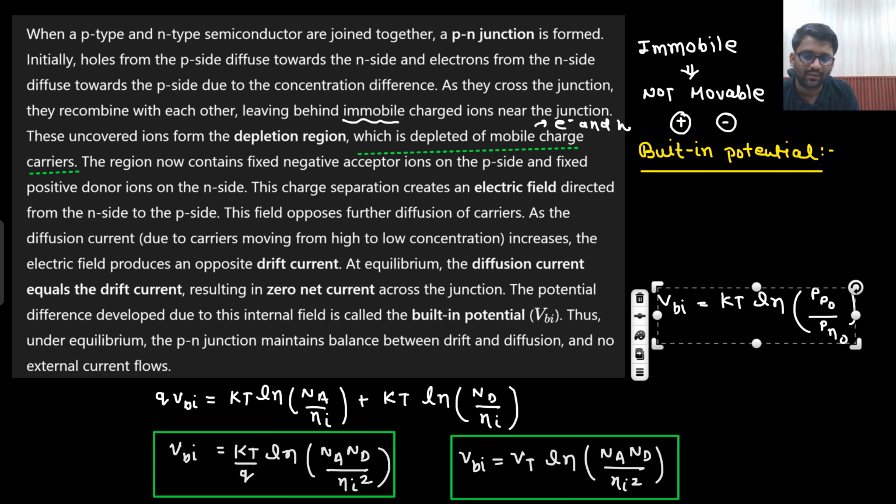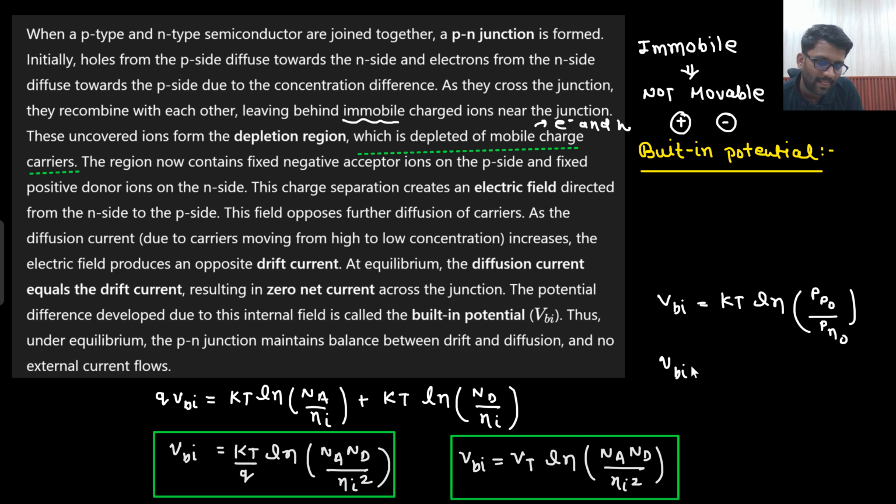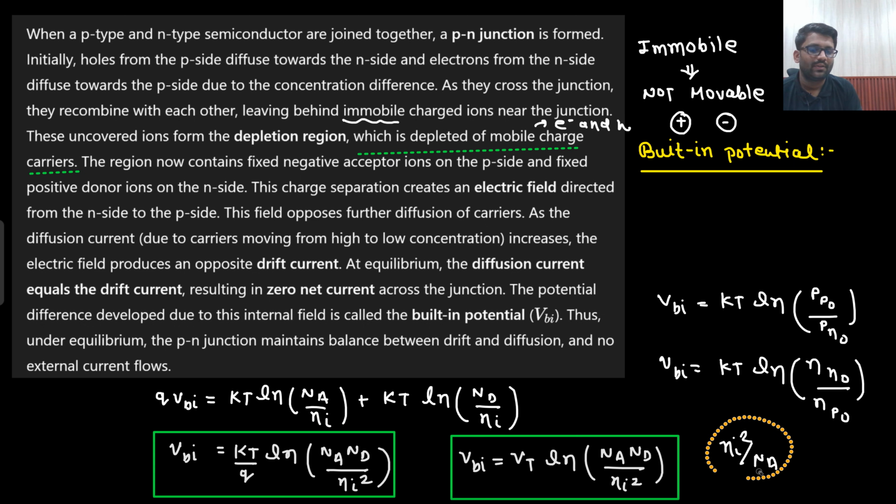What I could have done? VBI is equal to KT ln, keeping Nd as it is. So what is Nd? Nd is the electron concentration of the N side. What is Ni square by Na? Ni square by Na is the electron concentration of the P side. There you go. So the built-in potential formula is the same for everyone.